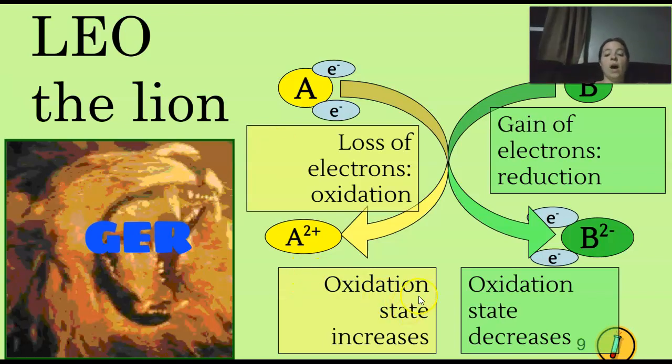Okay? So oxidation states increase when you lose electrons. Oxidation states decrease when you reduce.